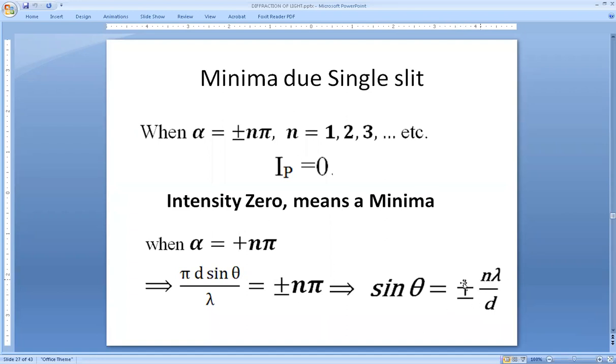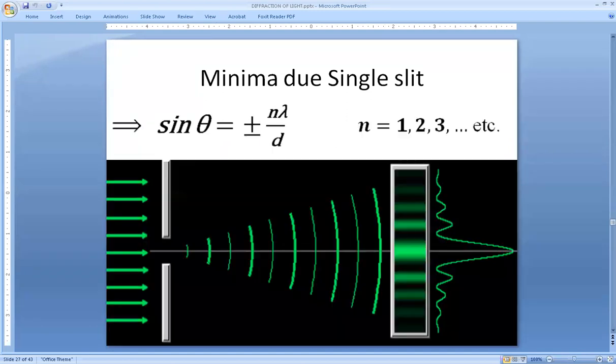Minimas are also symmetrically distributed. Why? Because if you get plus lambda by d for the first minima, there is a symmetric minus lambda by d, which is giving you minus theta. Please try to understand: sine theta equal to plus lambda by d is one condition, and sine theta equal to minus lambda by d is another condition. So they are going to give you plus theta and minus theta. Symmetrically, you are going to have maximas and minimas once again.